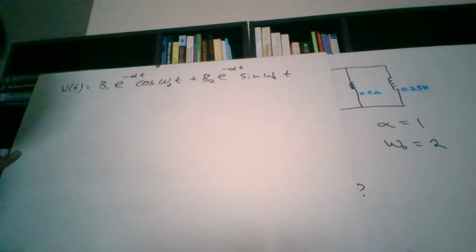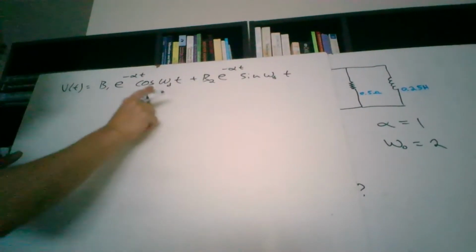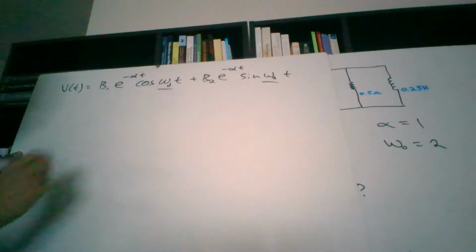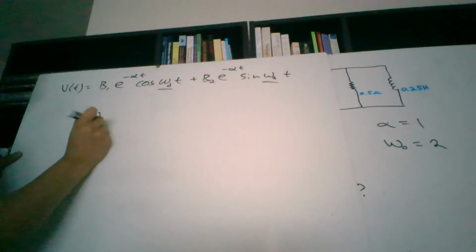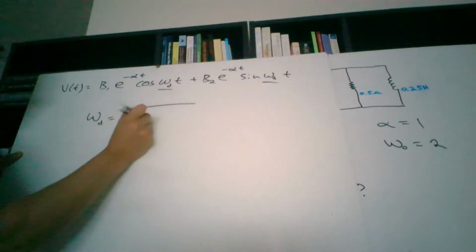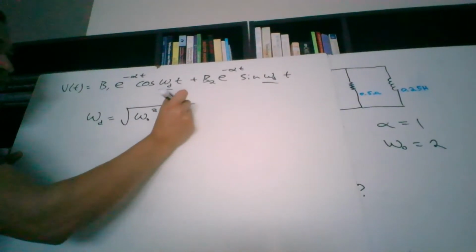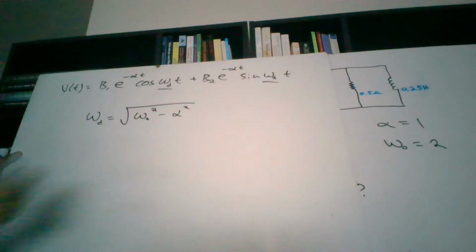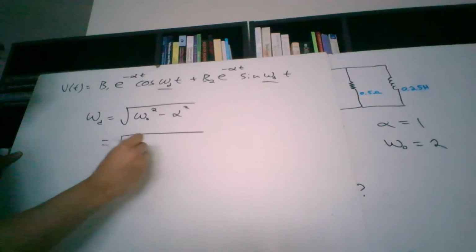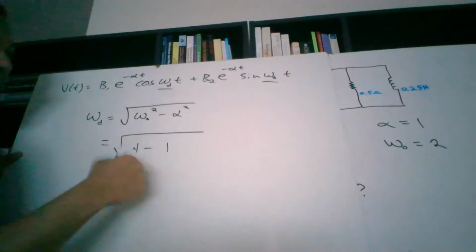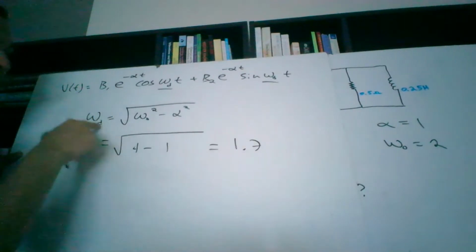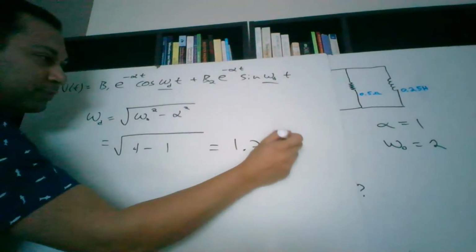So before we continue on, we have to figure out what omega damped is, this term right here. From yesterday's equation, we said that omega damped was equal to the square root of omega naught squared minus alpha squared. And so that's just going to be 4 minus 1 square rooted. So square root of 3 is roughly 1.7. And this is a frequency, so it's going to be radians per second.